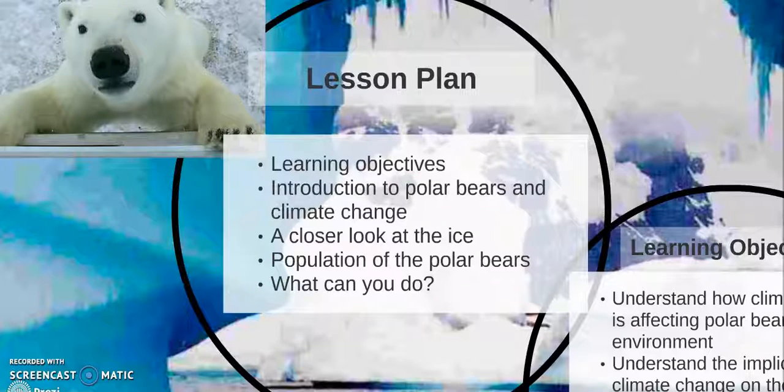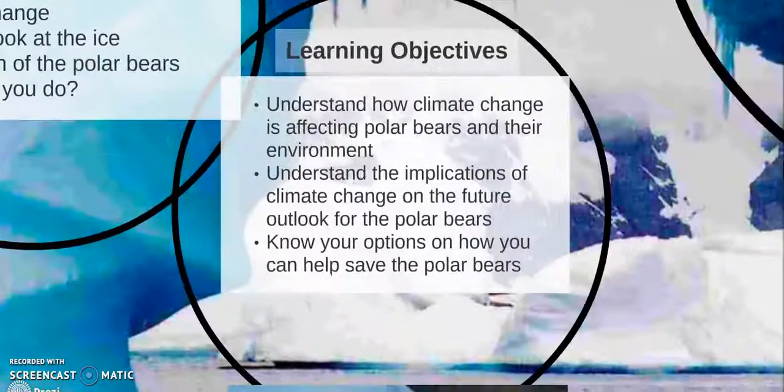So to begin, we start out with our lesson plan, which includes our learning objectives and our introduction about polar bears and the climate. And then we look at the ice and the population of the polar bears. And then our evaluation tool is what can you do as students? What can you do as a family to really help start to make a change in your lifestyle to save the polar bears? Here we clearly state our learning objectives, and you can see the outlines of each bubble.